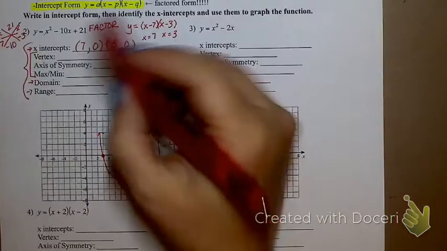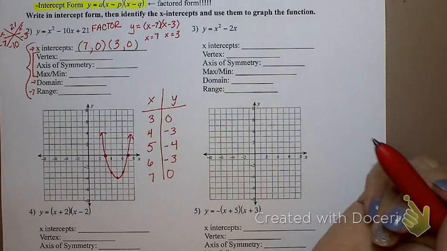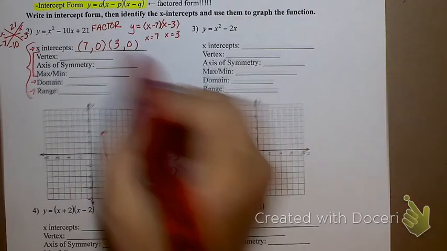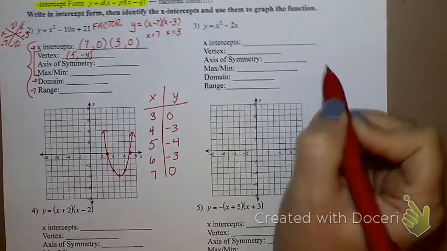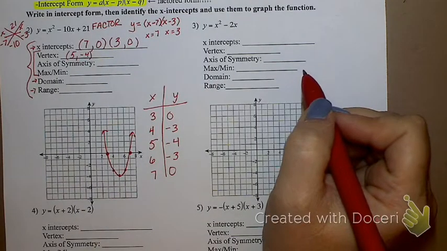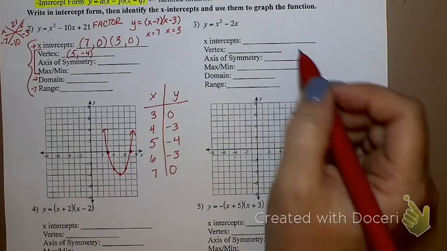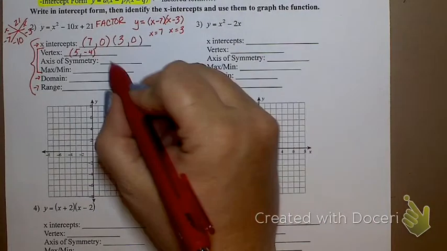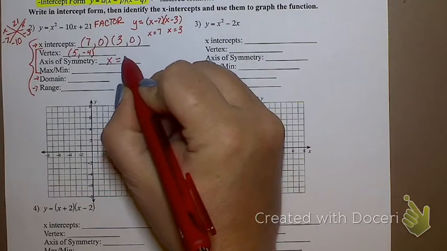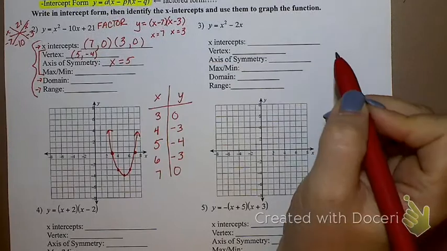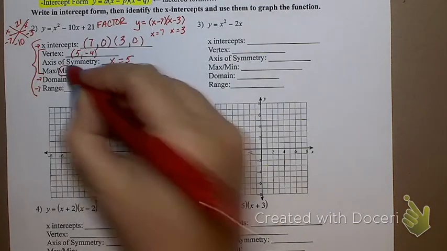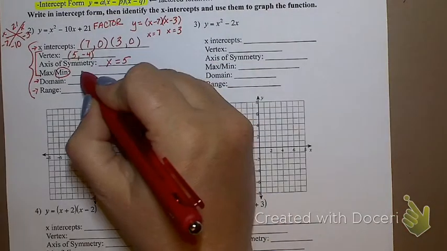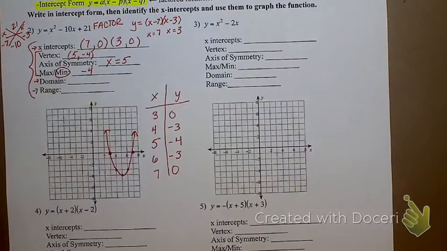So what am I going to put on my line for my vertex? (5, negative 4). Do parentheses matter? Yes. Hugely. What is my axis of symmetry? X equals 5. Do I have a maximum or a minimum? A minimum. And that minimum value is? Negative 4.